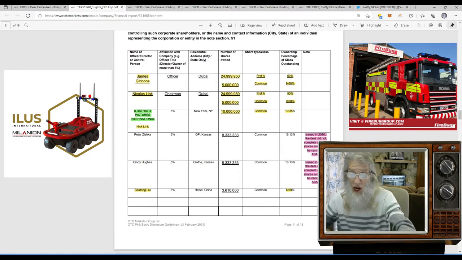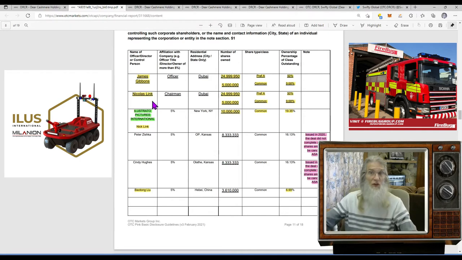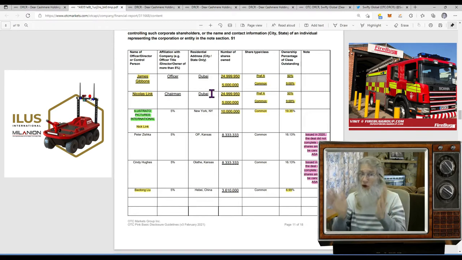We got a man in China who owns about 7% of the company, and then you have Mr. Gibson and Mr. Link. They own the rest. You have a 50-50 split on the preferred shares, which I find pretty interesting. Nicholas Link is the CEO of ILUS. But obviously, with Karen Courier, something could be going on because this looks like a negotiated deal. They each have 5 million common shares, and they each have exactly 50% of the preferred shares. So it's a perfect split right down the middle.